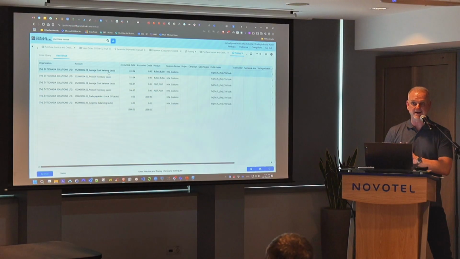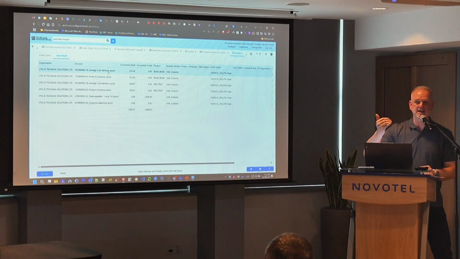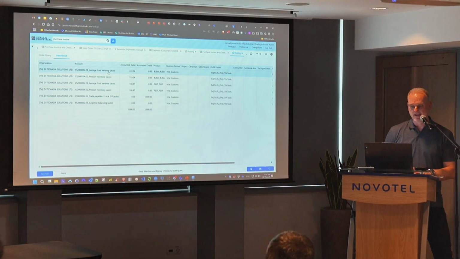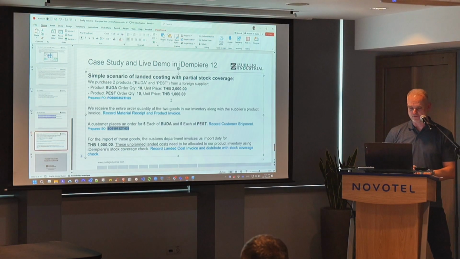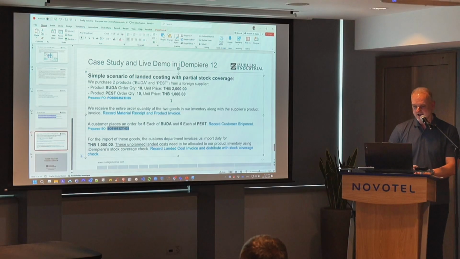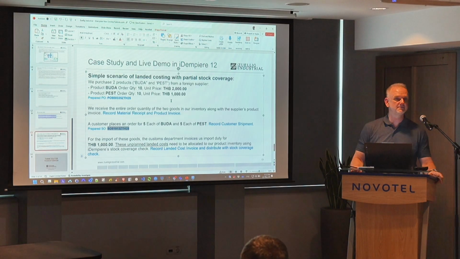Because if it hadn't done that, my cost would be overstated, because 5 were already sold. If I had put the allocation of 10 into the remaining quantity of 5, I would have a problem, and my cost basis would be distorted. So this is how it works with stock coverage. As I said, this is only a simple example. This works for many other scenarios, but I think it's an important improvement that was made there. So that's it. If you have any questions, yes?